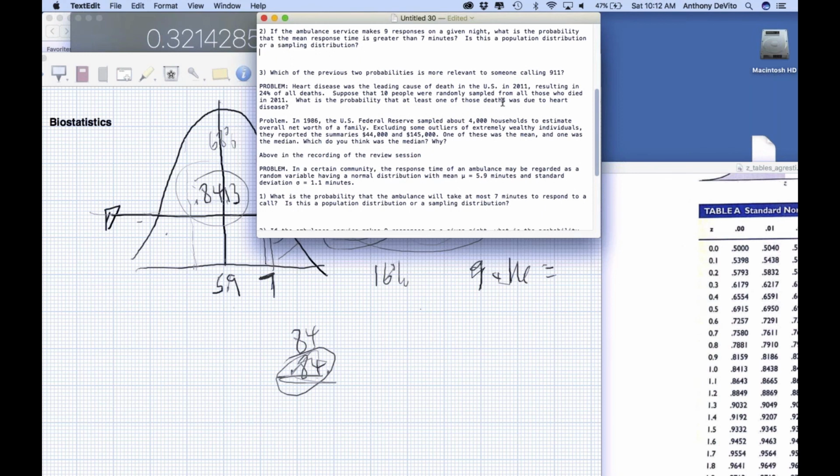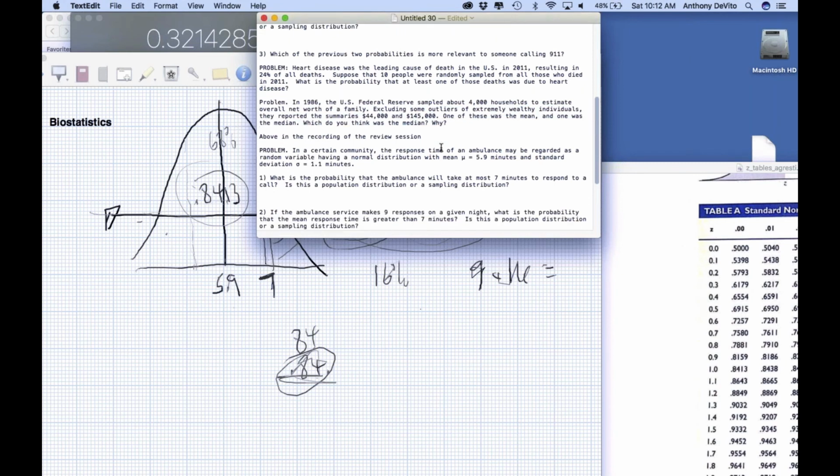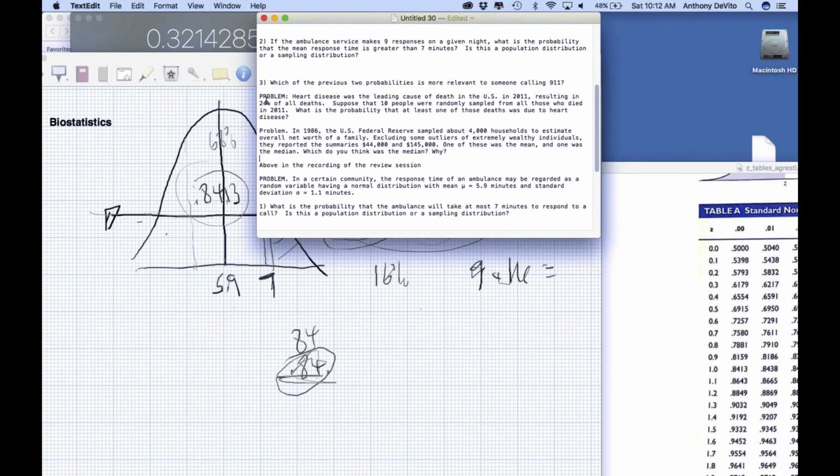Heart disease was the leading cause of death in the U.S., resulting in 24% of all deaths. Suppose 10 people were randomly sampled from all those who died in 2011. What is the probability at least one of those deaths was due to heart disease? Well, that's kind of straightforward, right? If 24% of all deaths was due to heart disease, and you were to sample 10 people, then the probability that at least one of those deaths was due to heart disease, that's kind of a binomial distribution problem, right? So I kind of jumped ahead into that.